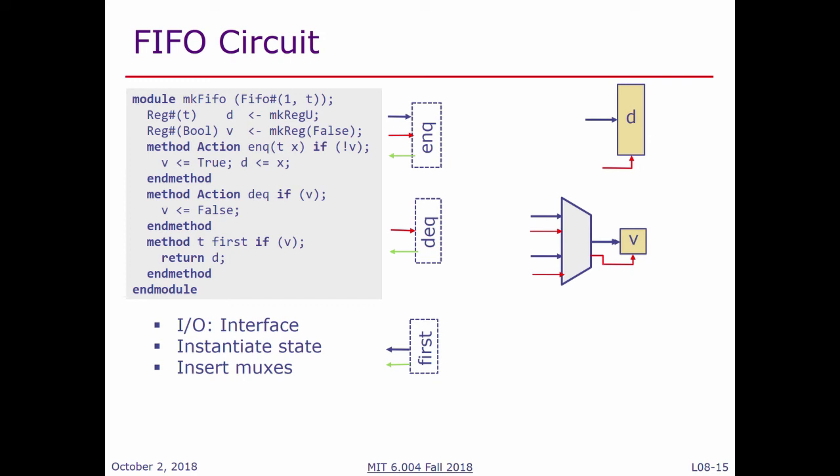Okay, now let's generate the code for NQ. So what does NQ do? It assigns true to V and the incoming data to D.